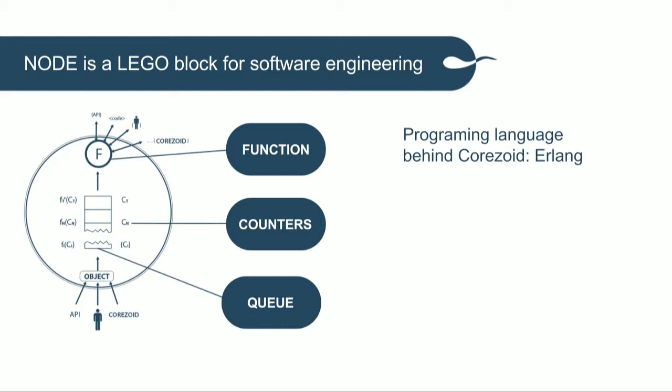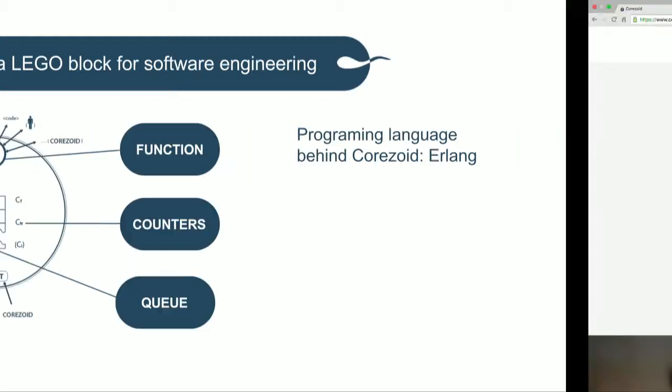You can think of it as the equivalent of a Lego block for software engineering. The structure of the node is the following. It has a queue that enables you to store an endless amount of object counters, and a function that is applied to an object. With these nodes, one can assemble any algorithm that lives in the cloud and can easily be accessed, shared, copied, modified, etc. Let us proceed to our live demo.